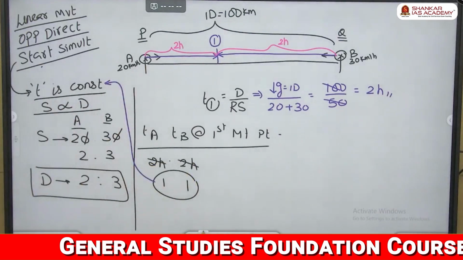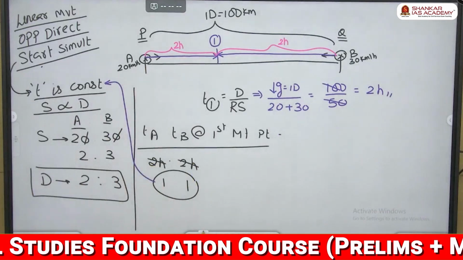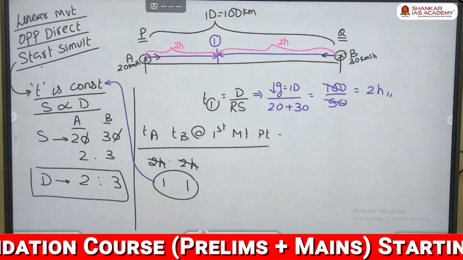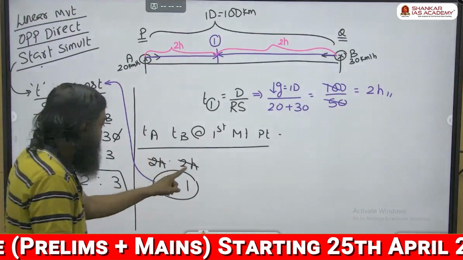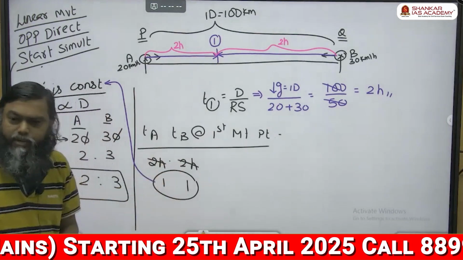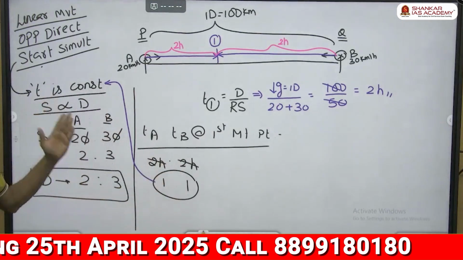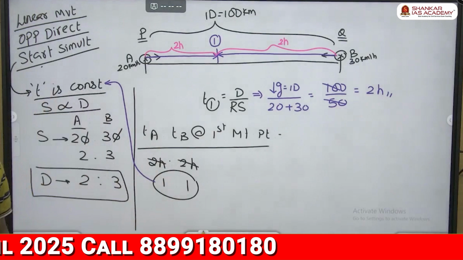What is the ratio of the time taken by A and B at the time of the second meeting point? Next I will teach it. 6 hours, 6 hours cancelled, 1:1. No need of calculation. Time is constant, so it must be 1:1.